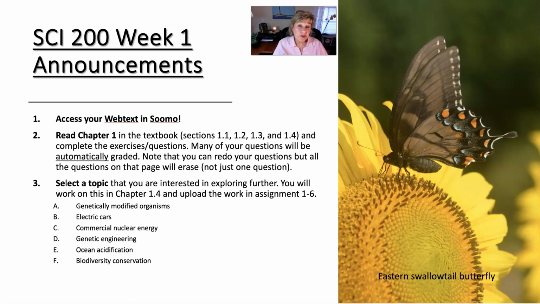But it also tells you different topics that you can choose from to research during this term in Science 200. So if you'll look down on my list here are the different listed topics that you can choose from that have to do with the natural sciences. All right, and you have to choose one that is a natural science issue.